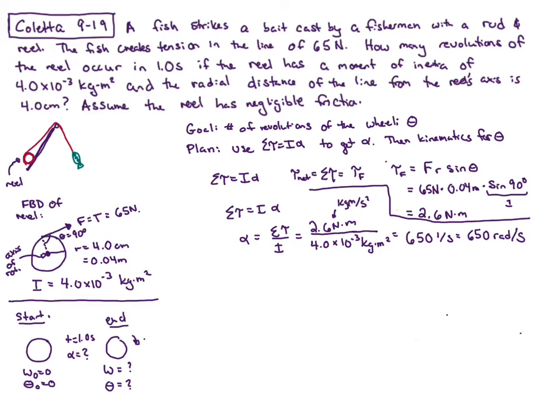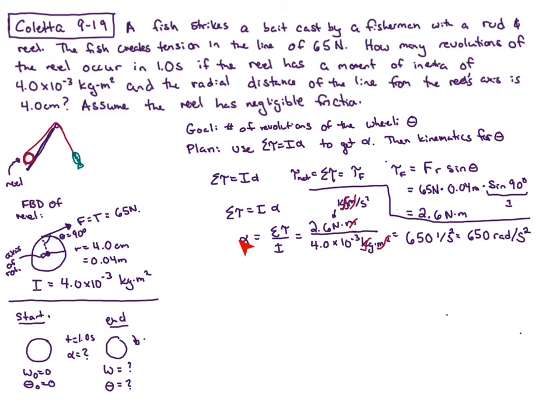I get 650, and I'm careful with my units, right? So torque is Newton meters, which is kilogram meters per second squared times meters. And then moment of inertia is kilograms times meters squared. So we have the kilograms canceling. The meters squared cancels with this meter, and we're just left with 1 over second squared.